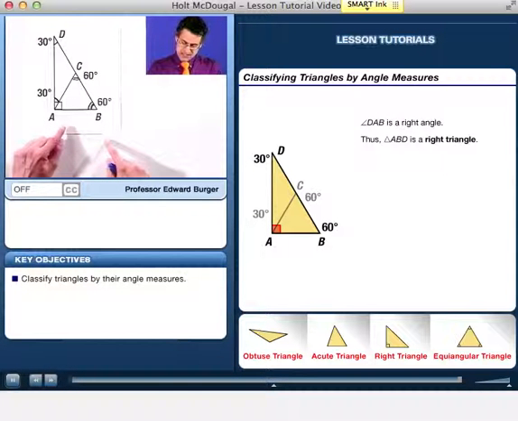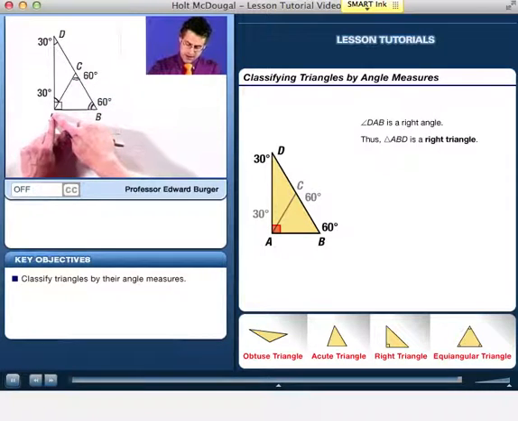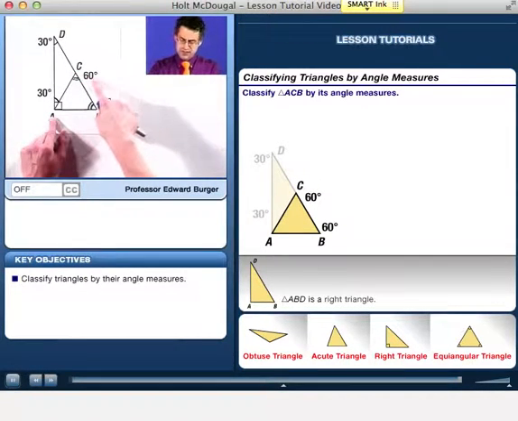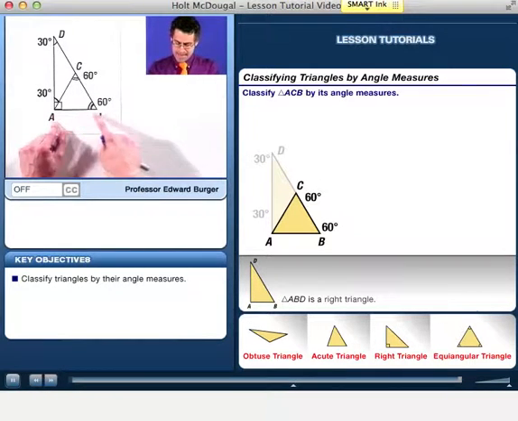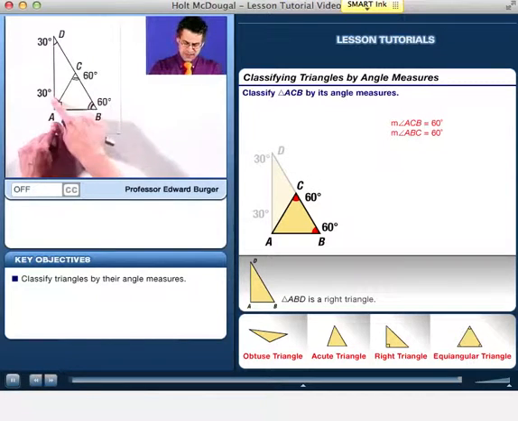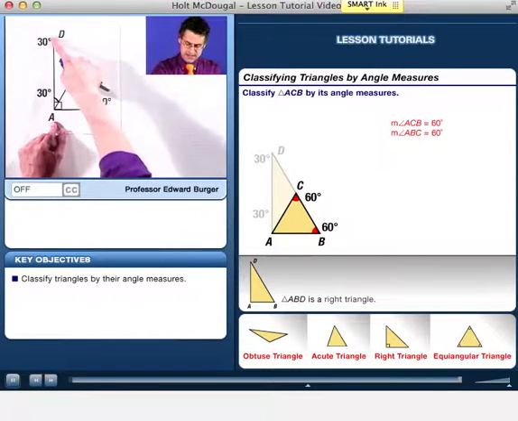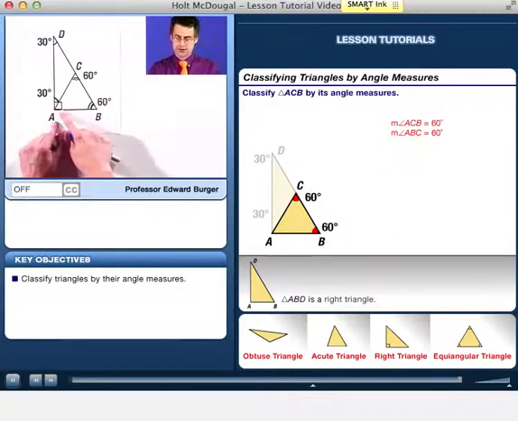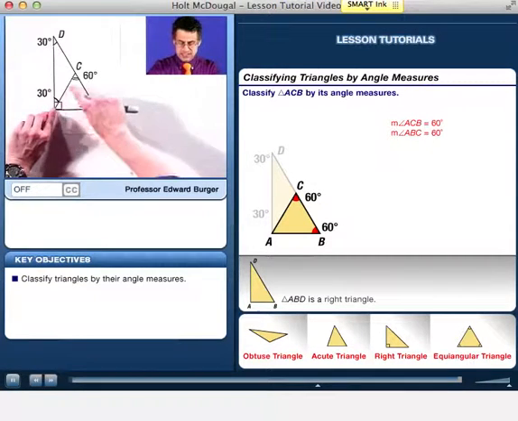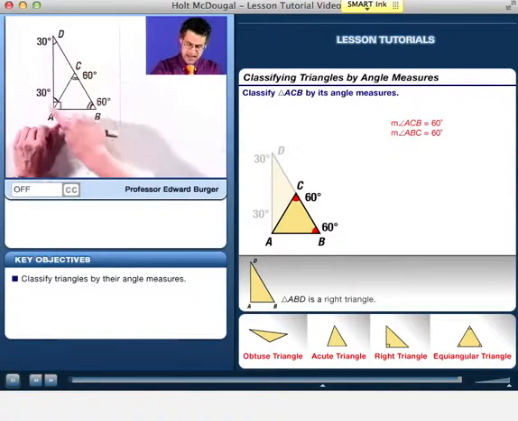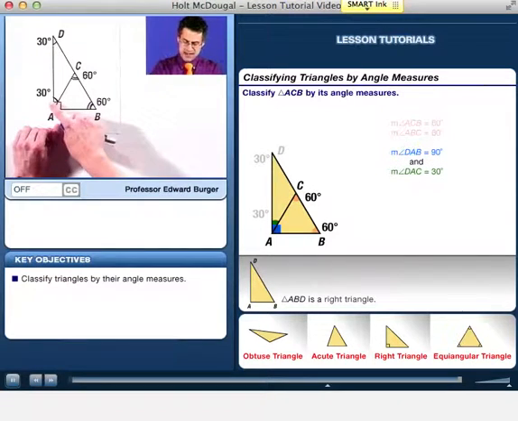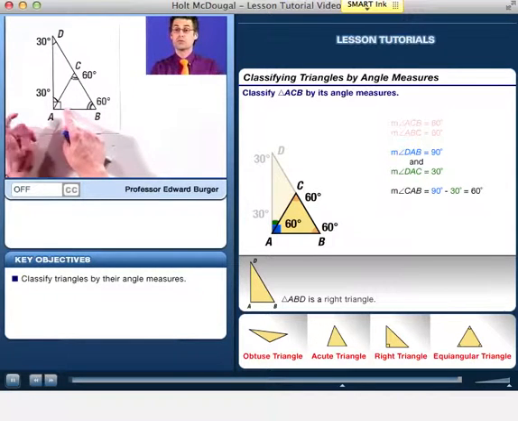If we look closely, we see that this angle right here, ACB, is told to have a measure of 60 degrees, and also angle ABC has a measure of 60 degrees. We know that this entire angle right here, DAB, is 90 degrees, and we're told that this little sliver of an angle, DAC, is 30. If this entire angle is 90 and this is 30, that forces this angle right here to be 60. Well, check it out.